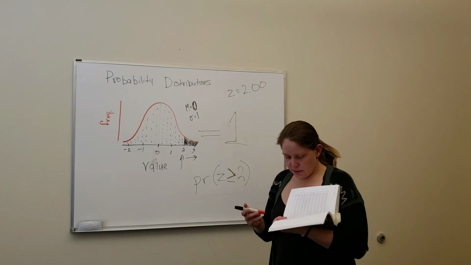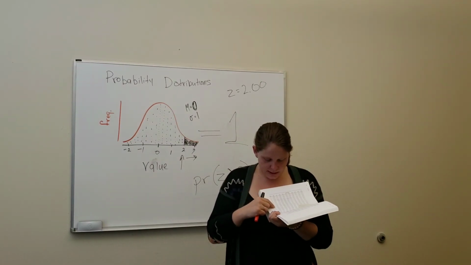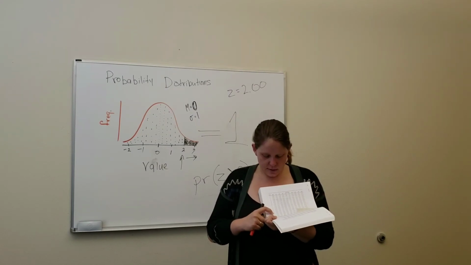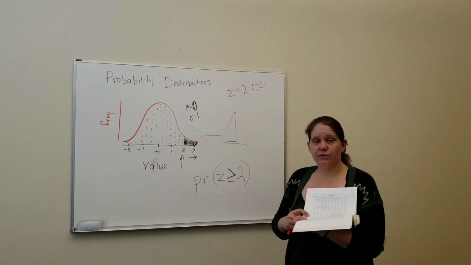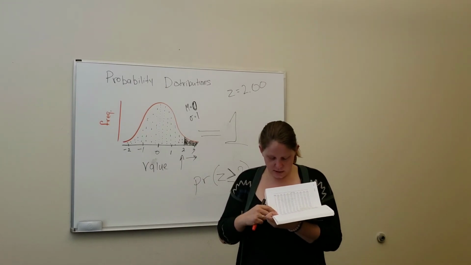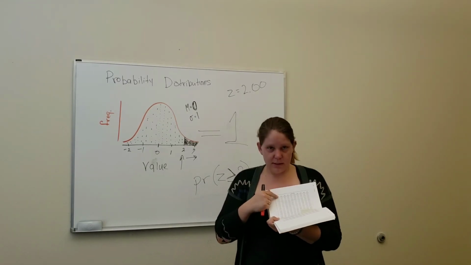What you would do is look in the very first column and move down until you find the place where you see a 2. There's a 2.0, a 2.1. We're looking for the 2.00. So we would say 2.0, and then the column right next to that is 2.00.